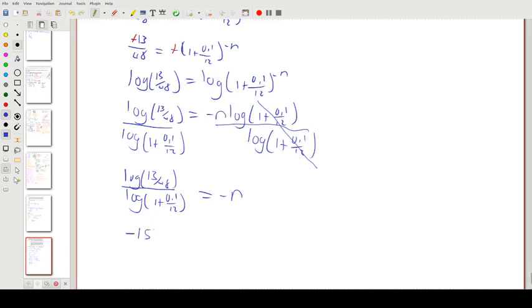So this whole thing we can just type on our calculator, which will give us a negative 157.4 something something equals negative n. So the negatives again can cancel out. For consistency, let's just cancel them out in red again.